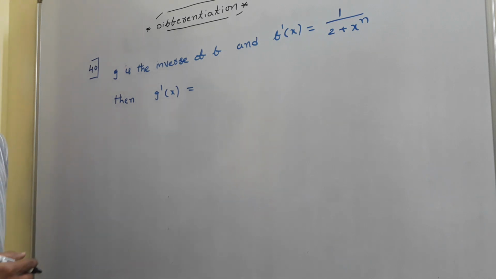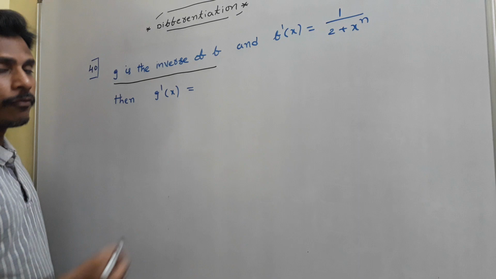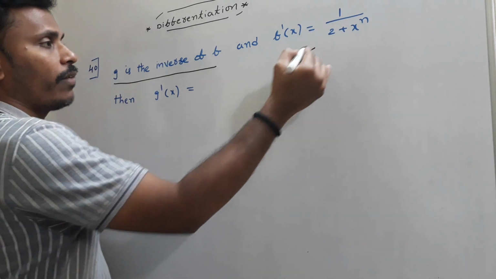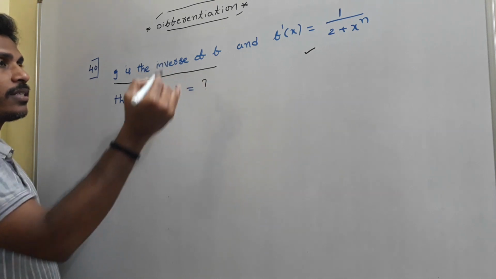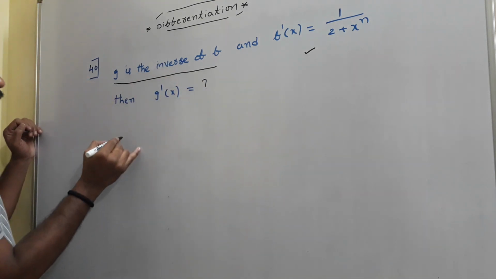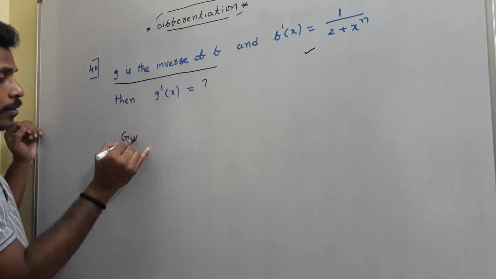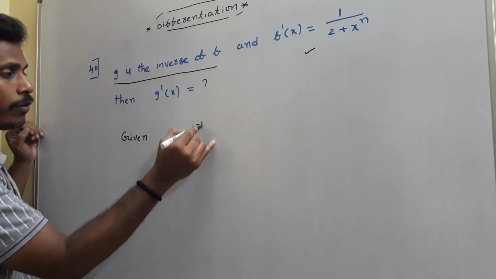Next problem, the last problem of this worksheet. G is the inverse of f. F dash of x is given as 1 by 2 plus x power n. We need to calculate g dash of x. See, G is the inverse of f. Given G is the inverse of f, in the sense the function g of x is f inverse.